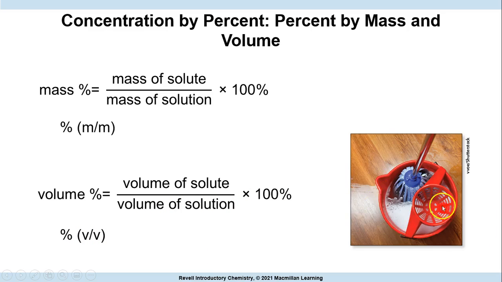Now as an example here, when we talk of a 5% volume for volume bleach in water, that means we have 5 milliliters of bleach in 100 milliliters of the solution, which means that in that 100 milliliters, we have 5 milliliters of bleach and 95 milliliters of water. So when you see 5% volume for volume bleach in water, it means that there are 5 milliliters of bleach in 100 milliliters of the solution.